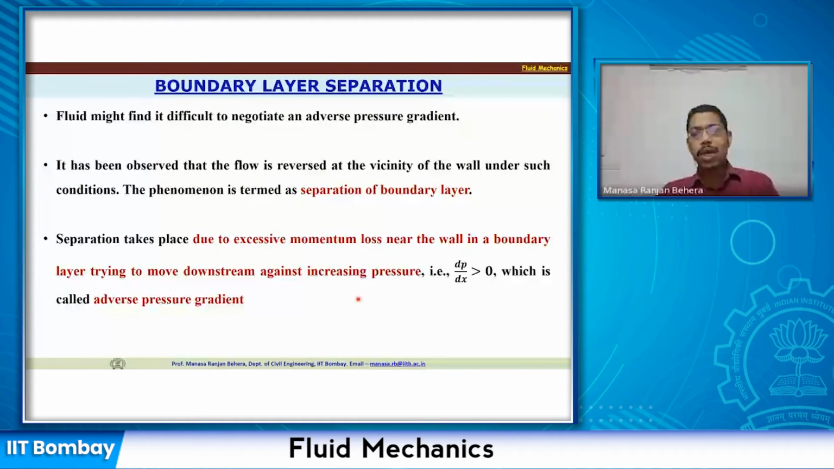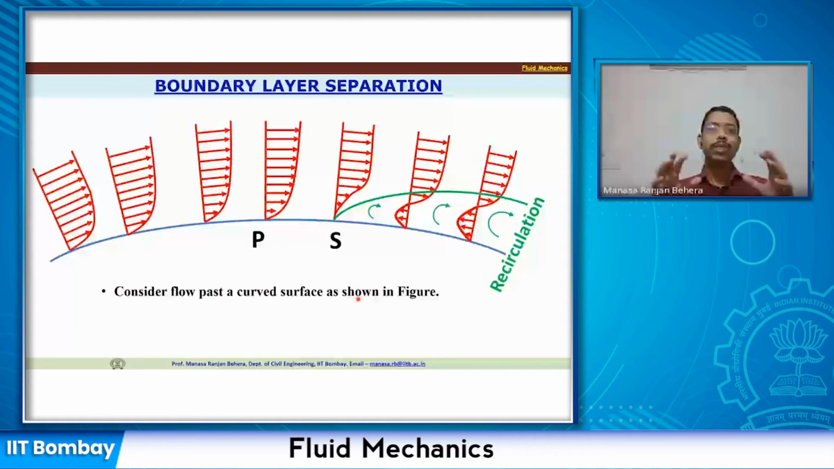Now let us understand that pictorially. Assume that you have a curved surface which is uphill first and then goes downhill. When you move uphill, the area available for the flow is reducing. When the area available for the flow is reducing, the velocity is going to increase, and if the velocity increases, the pressure is going to reduce. So as you move uphill, there is going to be a reduction in the pressure.